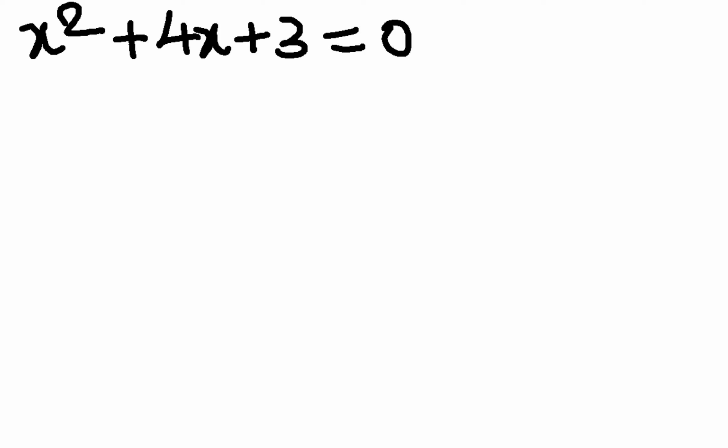So in the previous video, we saw what a quadratic equation was and the methodology of splitting the middle term and solving a quadratic equation. So in this video, we will solve a few examples and try to understand how to split the middle term. Alright, so let's begin. The first question says x squared plus 4x plus 3 equal to 0.